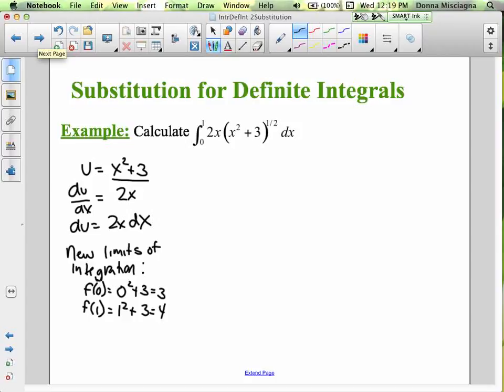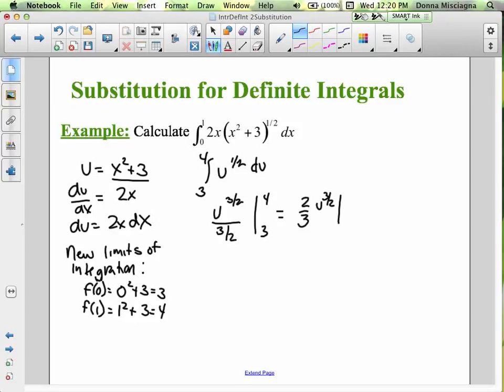Now we have the integral from 3 to 4 of u to the 1/2 power du, because the rest of this is all u and du besides the exponent there. So now we integrate. We're going to add 1 and divide by the same thing. So we have u to the 3/2 divided by 3/2, evaluated from 3 to 4. Of course, dividing by 3/2 is the same as multiplying by 2/3. So 2/3 u to the 3/2 evaluated from 3 to 4. I'm going to multiply by the 2/3 at the end.